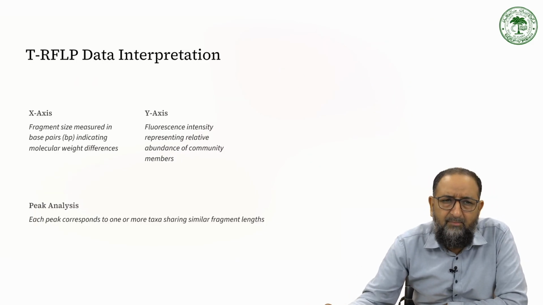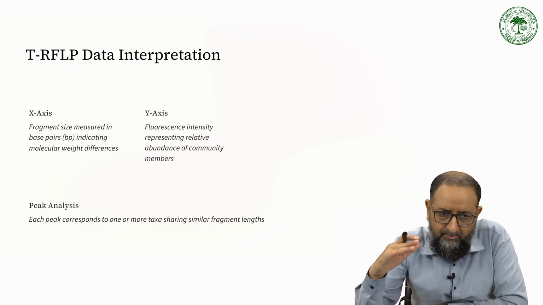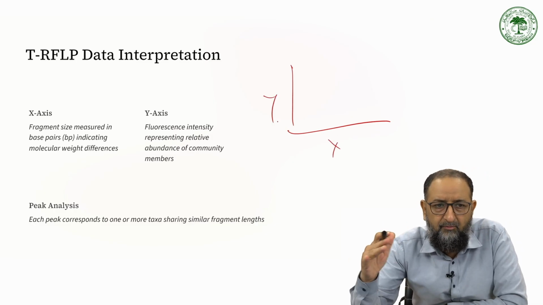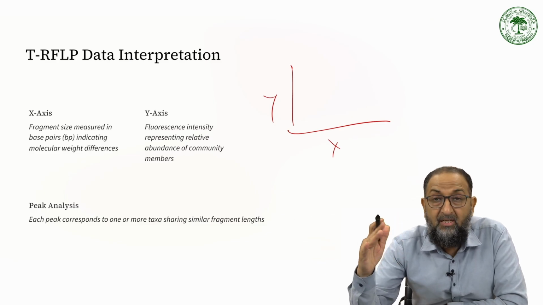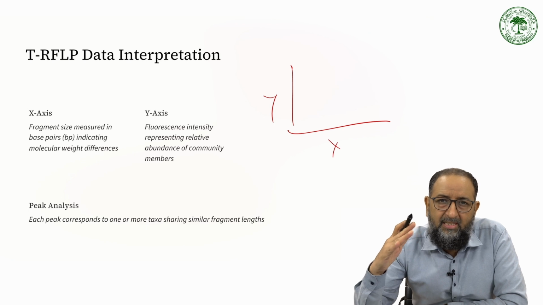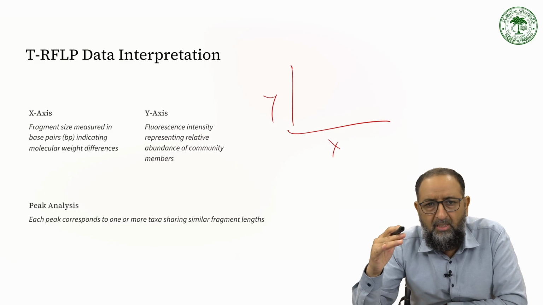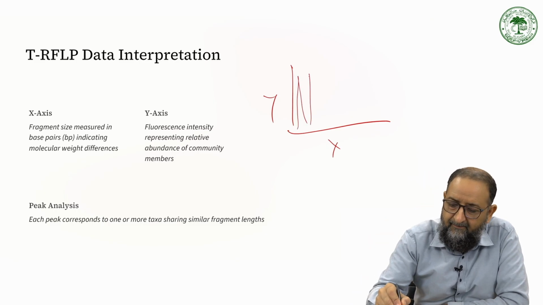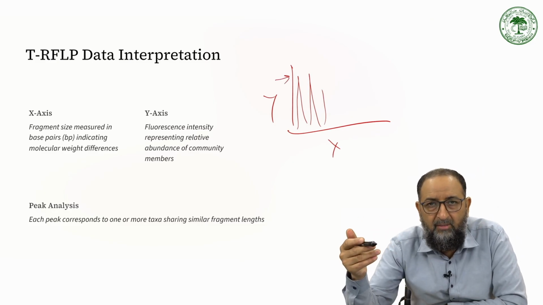Terminal restriction fragment length polymorphism data interpretation: you can have an x-axis and a y-axis. In the x-axis you have the fragment size measured in base pairs, 10, 20, 30, 40, 50, indicating molecular weight differences, sizes like 10 kb, 8 kb, 2 kb, 1 kb, 800 base pairs, and so forth. On the y-axis you have the fluorescence intensity, which is the relative abundance of community members.